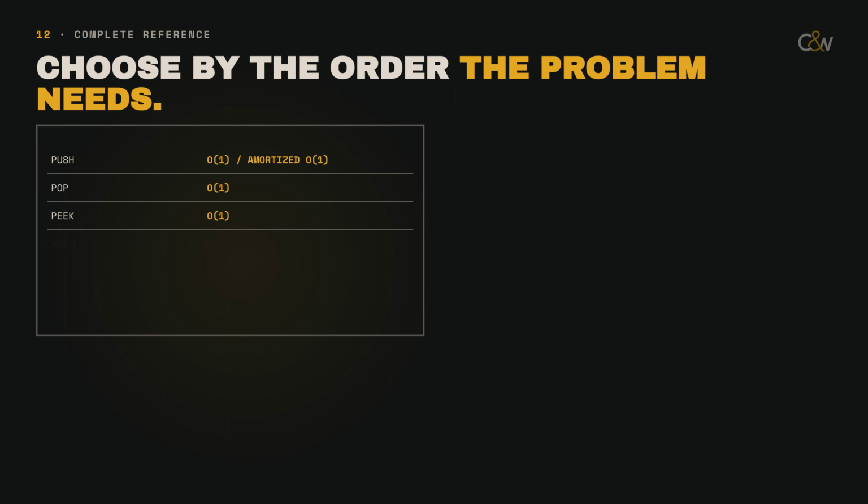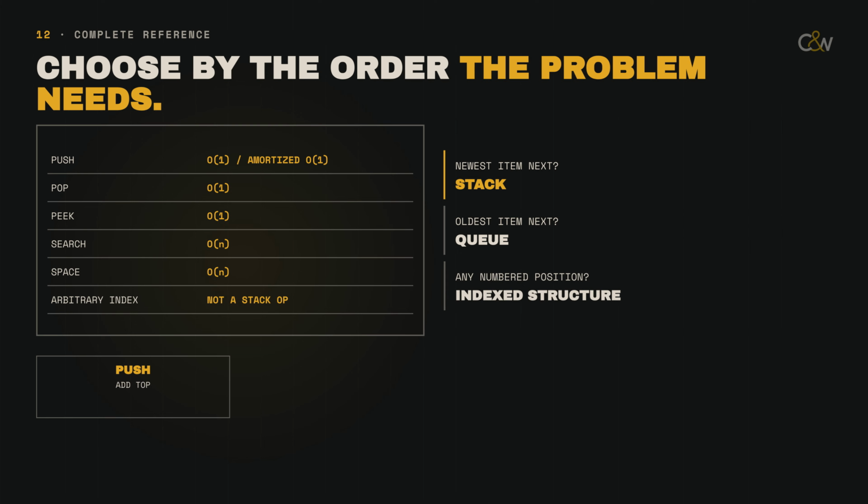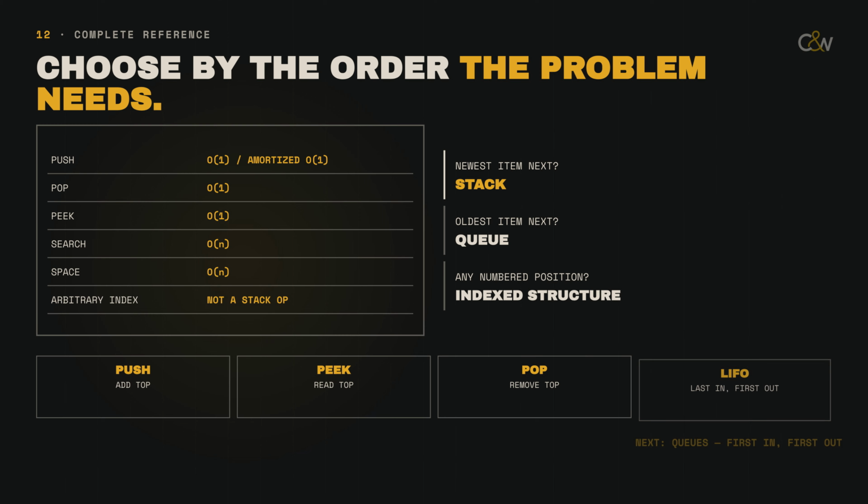Now ask the decision question: should the newest item be handled next? If yes, a stack is a strong candidate. If the oldest arrival should go next, choose a queue. If you need fast access to any numbered position, choose an index structure. Remember the tray pile: push adds at the top, peek reads the top, pop removes the top, and LIFO means last in, first out. The top-only rule is not a weakness. It is why the structure is predictable and fast.